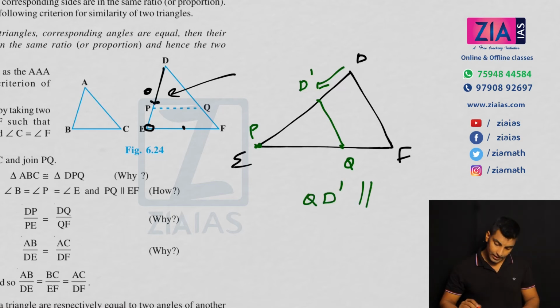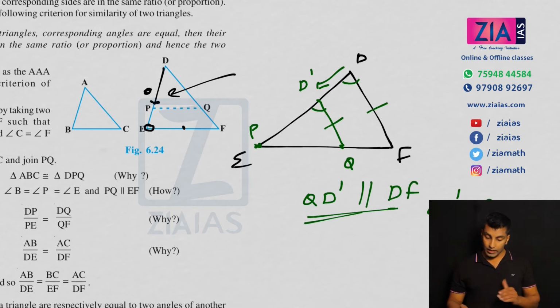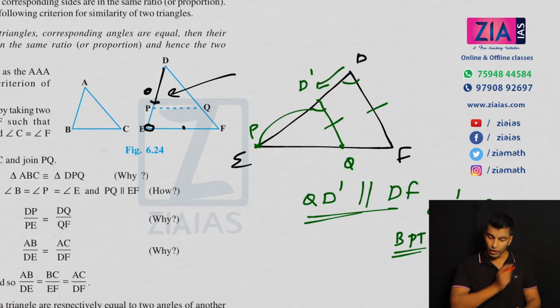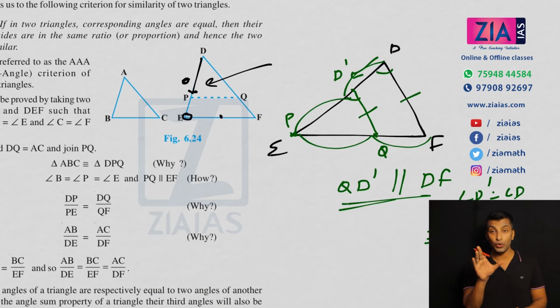Now remember, this QD dash is parallel to DF. Okay, so this and this are parallel. So once these two are parallel, again you can apply basic proportionality theorem. So obviously this angle and this angle are the same. Angle D dash equals angle D. Okay, these two are parallel, so corresponding angles. Now you can apply basic proportionality theorem here. Okay, so you can get this divided by this equal to this divided by this. So all those things you already know.